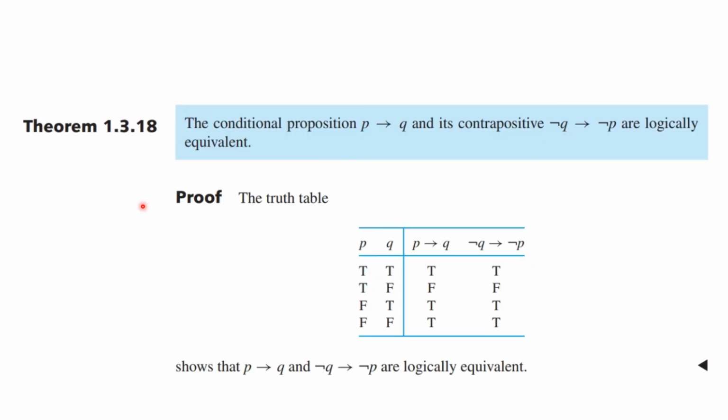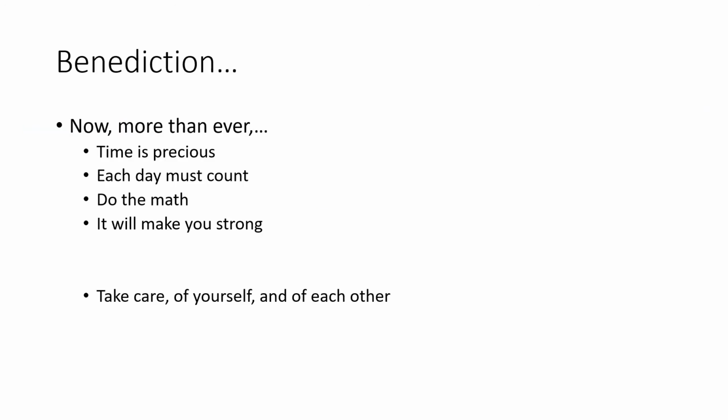And here's a theorem, and you prove this by making a truth table. The conditional proposition, if P then Q, and its contrapositive, if not Q then not P, are logically equivalent. Well, we build truth tables, and we find that both of them have the same truth tables. Therefore, those are logically equivalent. This is kind of a powerful statement.